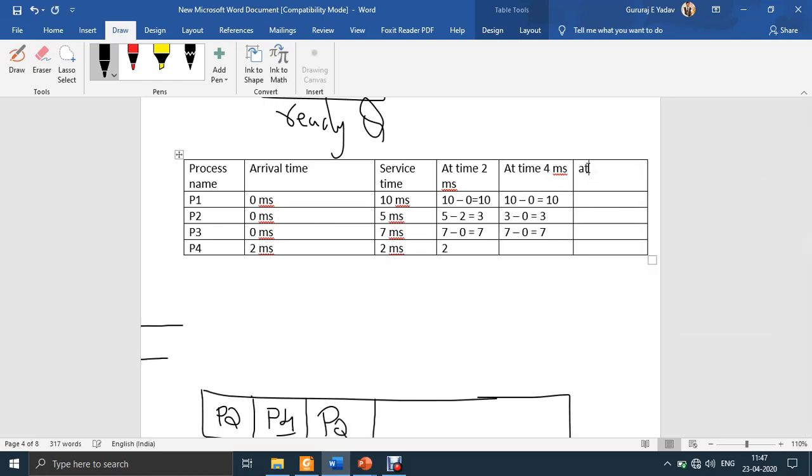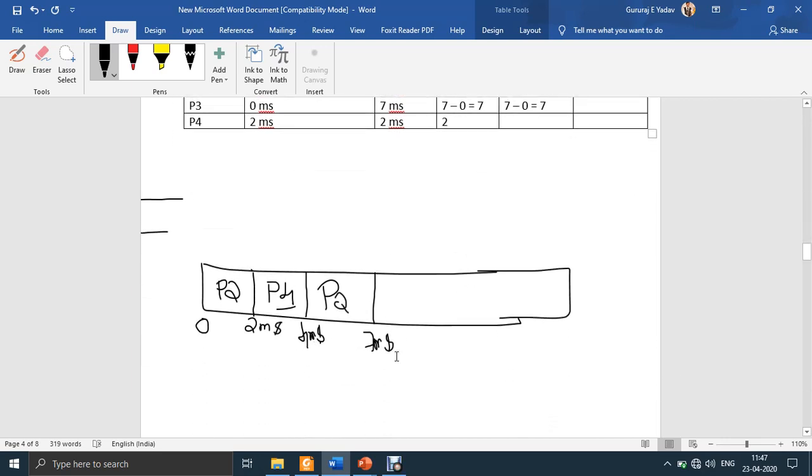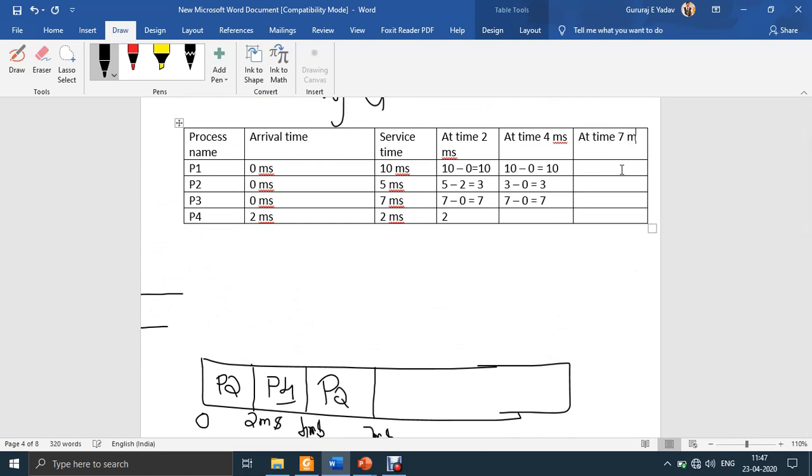So at what time? It is at 7 milliseconds. So what is the completion time of P1? It still requires 10 only, because you have not yet given it the chance. P2 is completed. And what about P3? It is still 7 minus 0, which is 7 only. What about P4? It is completed. When did it complete? At 4 milliseconds only it completed.